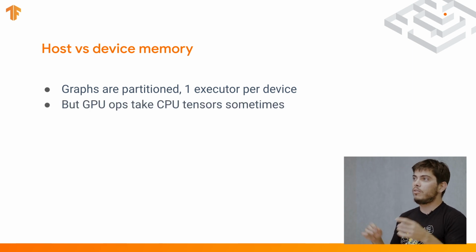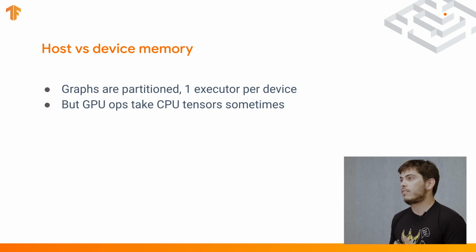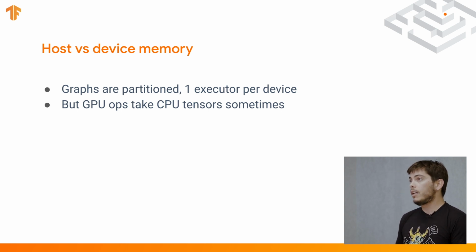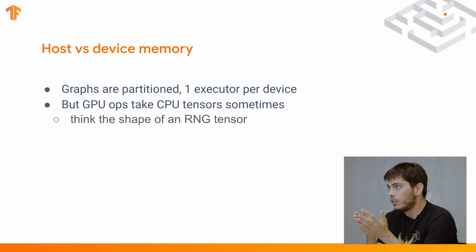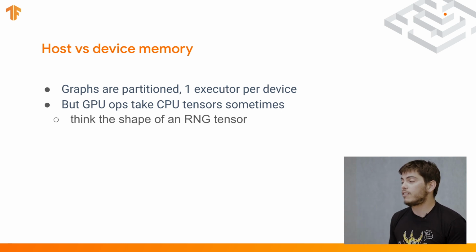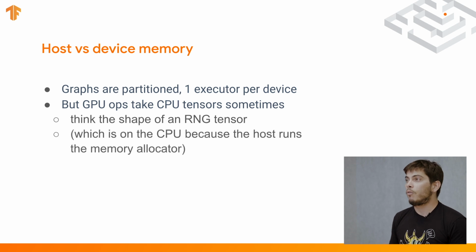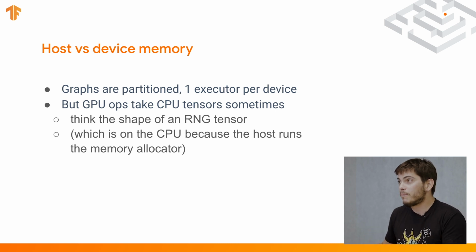But how do you deal with the fact that some GPU ops take CPU tensors? So we make a distinction: when you specify an input to a kernel, you can say that that kernel expects that input to be in host memory or expects that input to be in device memory. And so in fact, the executors for the GPU device can be, and most of the time are, running a lot of CPU operations on CPU tensors, only they call those tensors GPU tensors in host memory.